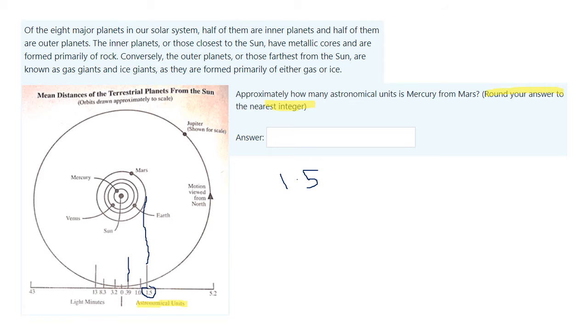Mercury, if I was to draw this line up here, okay, it's not quite straight, but I'm struggling with the mouse, I would see that Mercury is 0.39 units from the Sun. So the distance between Mercury and Mars is 1.5 minus 0.39, which would give us the answer 1.11. We need to round to the nearest integer, so the correct answer is 1 unit. Again, we don't need to write the units, we just need to write the number. It's the number 1.